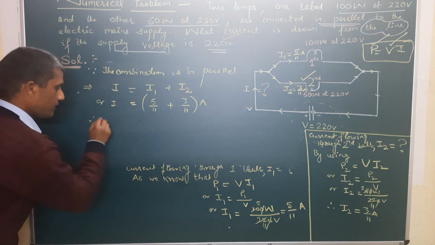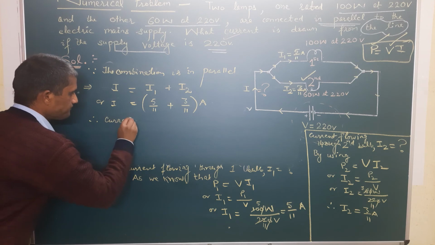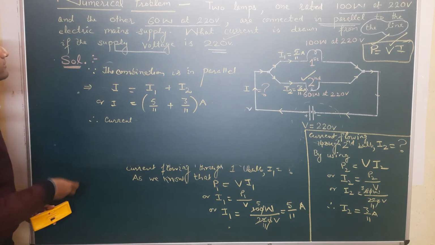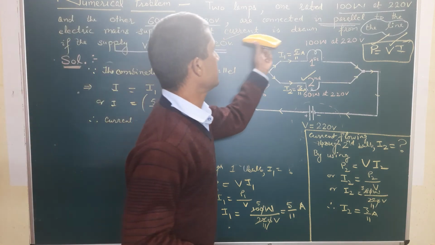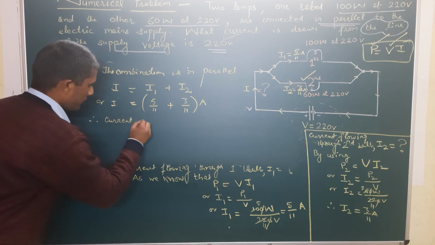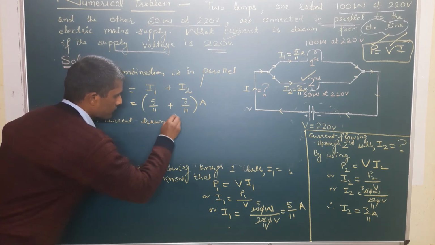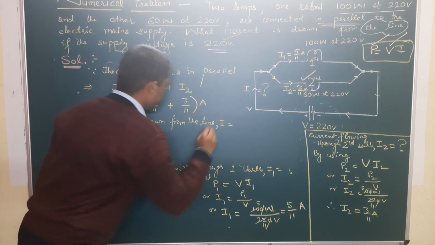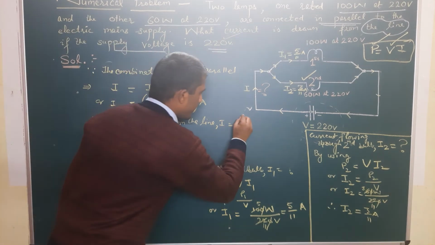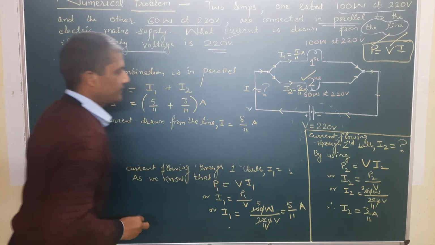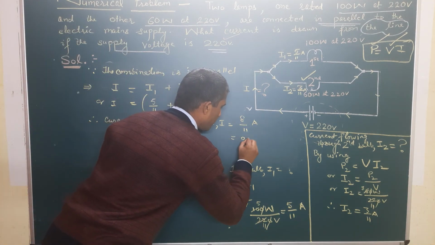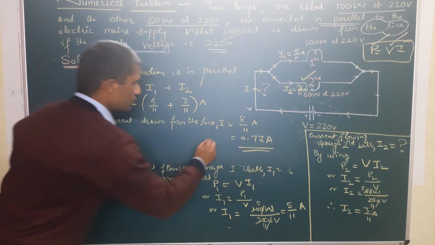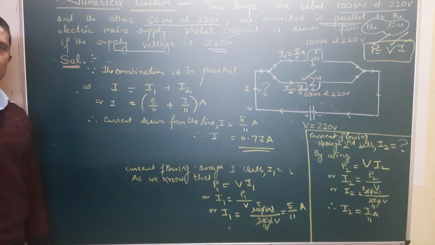Therefore the total current, the current drawn from the line, that was the question, that is I, is equal to 8 upon 11 ampere, and it can be written as 0.73 ampere. So that's the total current I, that is 0.73 ampere.